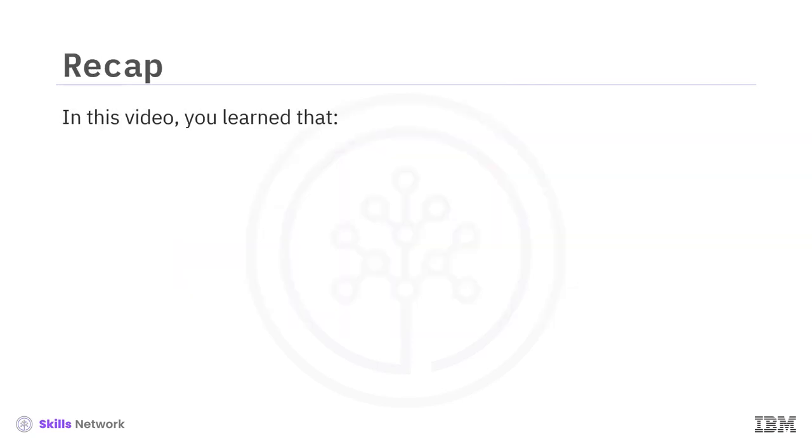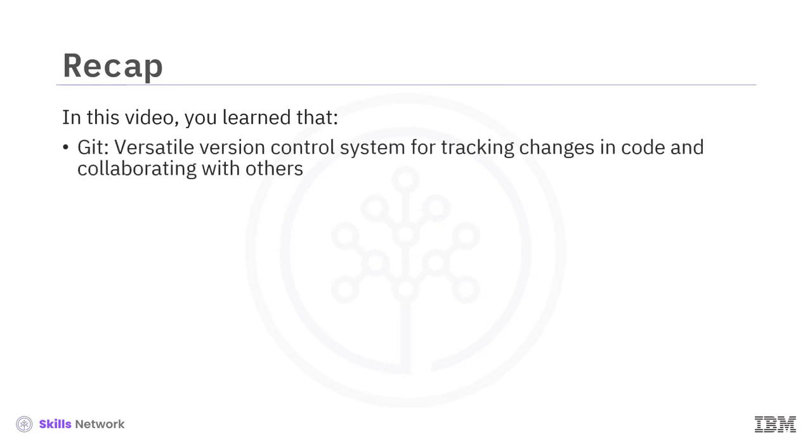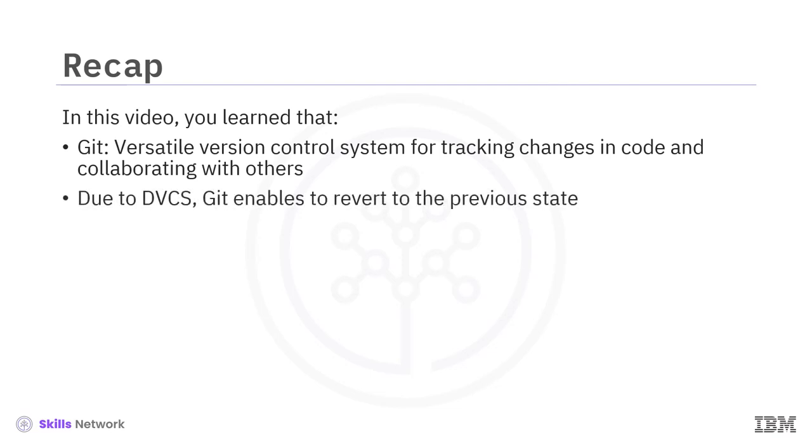Let's recap. In this video, you learned that Git is a versatile version control system used for tracking changes in code and collaborating with others on software projects. Due to a distributed version control system, Git enables you to revert to the previous state or review the history of the project. Git supports branching strategies, such as feature branching, to organize and manage development.